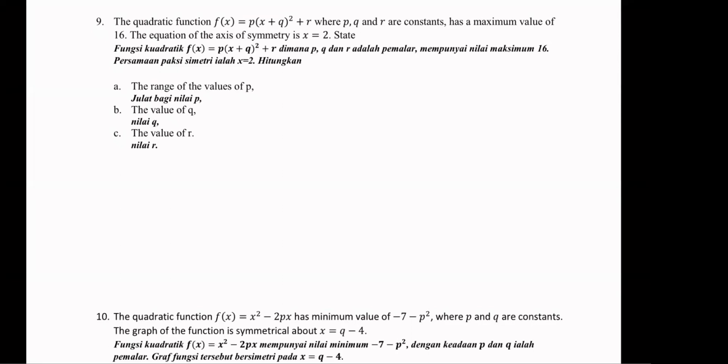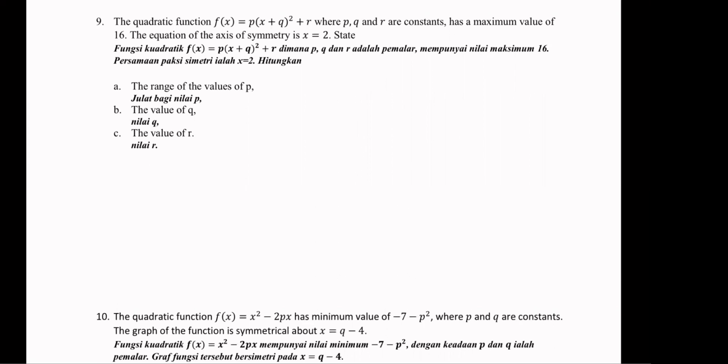A quadratic function f(x) is equal to this. Okay, it has a maximum value of 16. The equation of the axis of symmetry is 2. Alah, ini senang sajalah. Okay, first question: state the range of the values of P. Class, answer for me, please. The first one, who can answer me the first one?